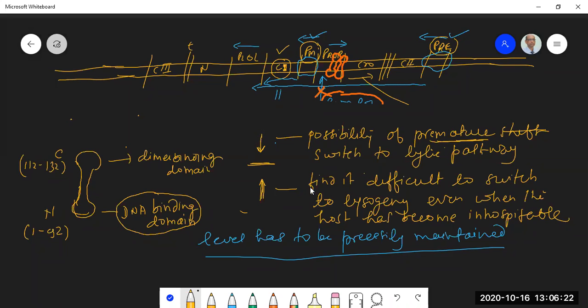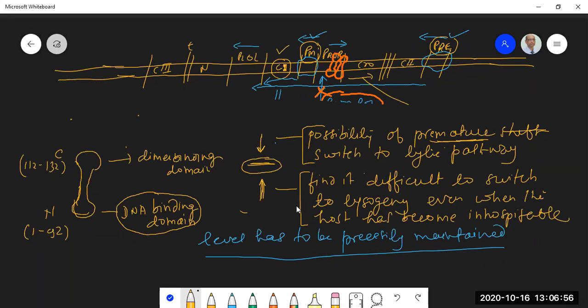Please understand, for this reason, the repressor protein level has to be maintained at a very optimum, very critical level, all the time. If it goes below that, there is a possibility of a premature switch. And if it goes above that, the bacteriophage will find it difficult to switch over to the lytic pathway, even when the host is no longer a safe haven, even when the host is in danger.